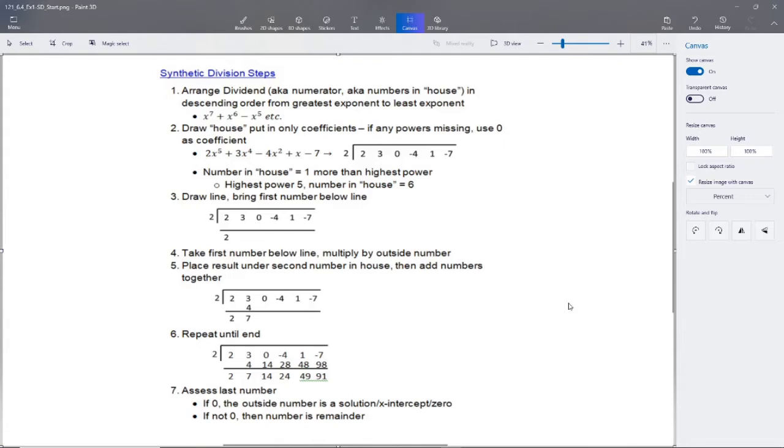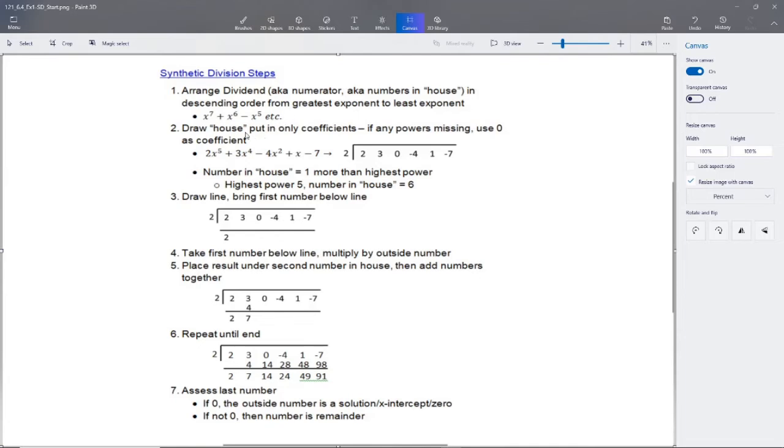What you're seeing on the screen is the steps that we take when we want to synthetically divide. So let's go through each one of these steps, and then we'll actually do example 1 on page 468. To do synthetic division, the first thing we're going to do is arrange what's going in the house, aka the dividend, in order from greatest exponent to least exponent. As if this started with x to the 7th, we would go x to the 7th and then x to the 6th and so forth and so on. The last value in our descending order should be the constant term.